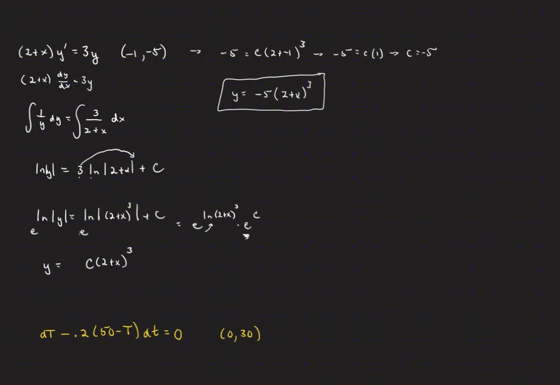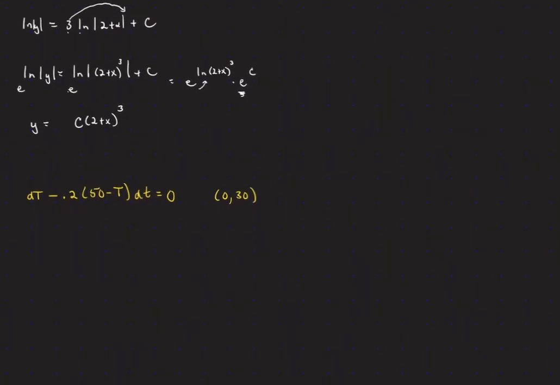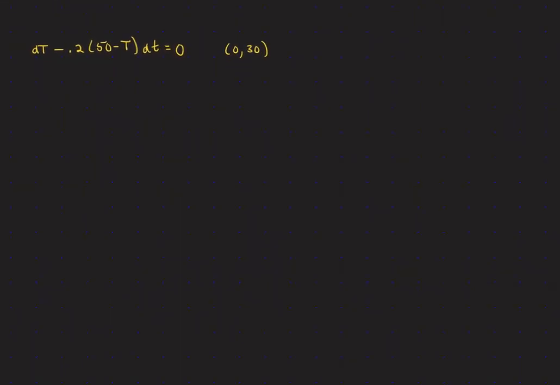Okay. All right. Let's try another one. So here we have capital T and little t. Capital T is our function. Think of it maybe like temperature, and little t is our independent variable. You can think of that like being time. So we're going to first add this term to the other side. So we're going to get dT is going to be 0.2 times 50 minus T dt.